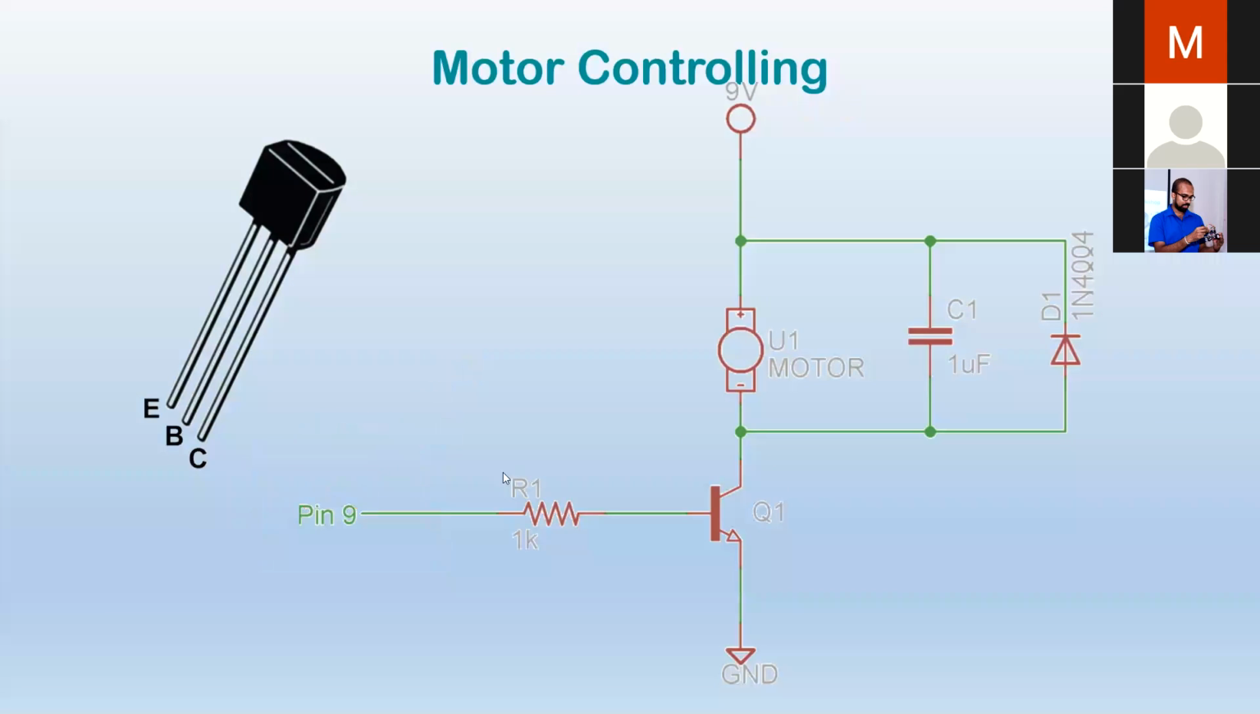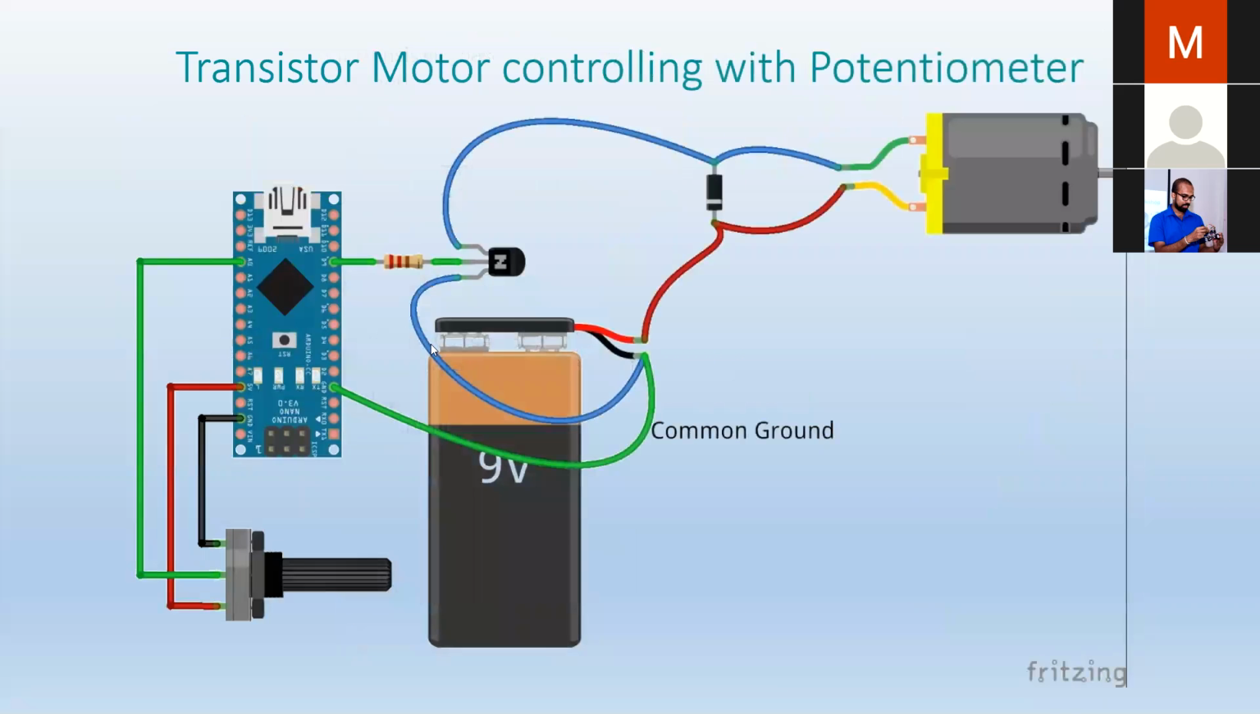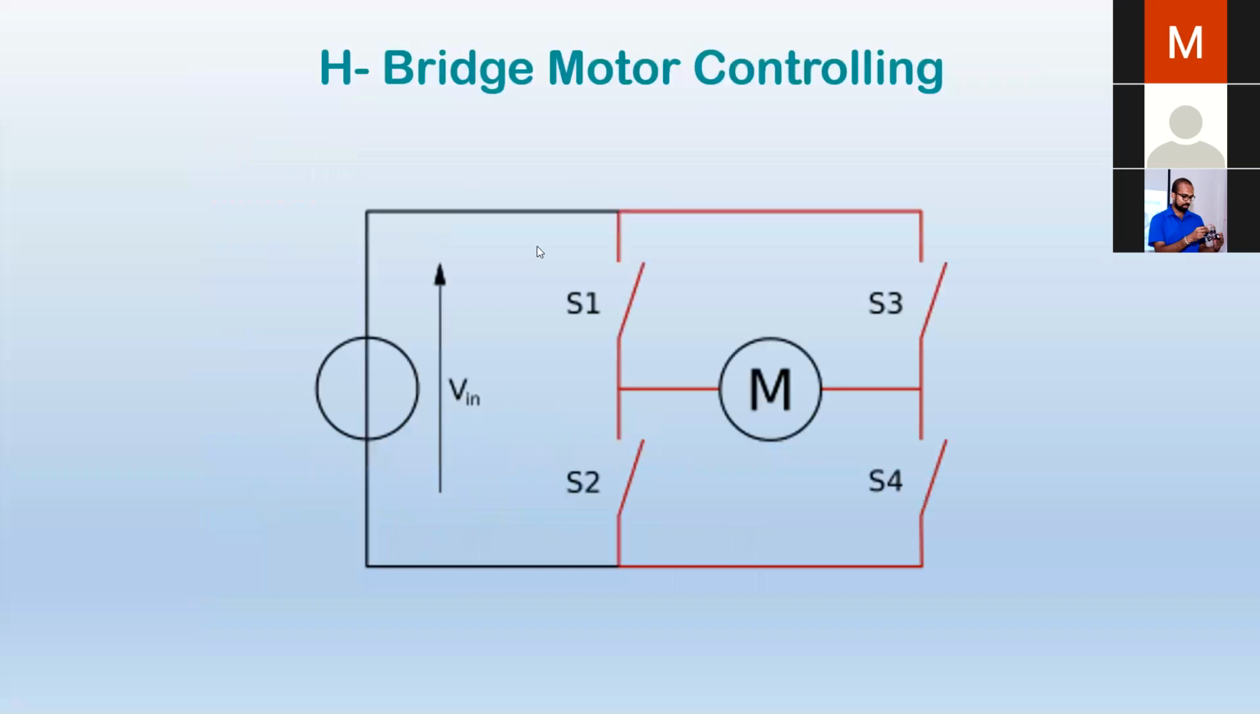We need this circuit knowledge. This is how you connect. This is what I call using PWM for speed control. See, we are analog writing, and we can control the speed. So this is how you control the direction of a motor and brake a motor with the Arduino, and even control the speed.